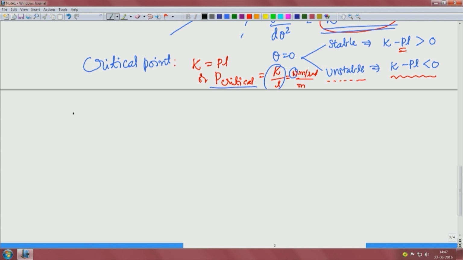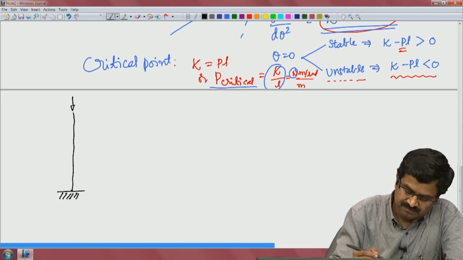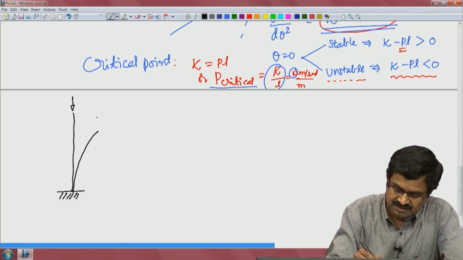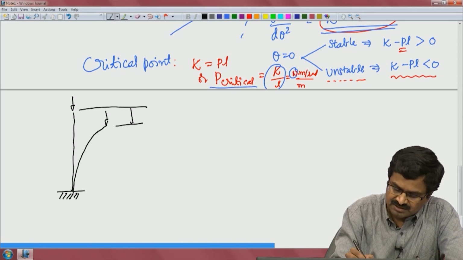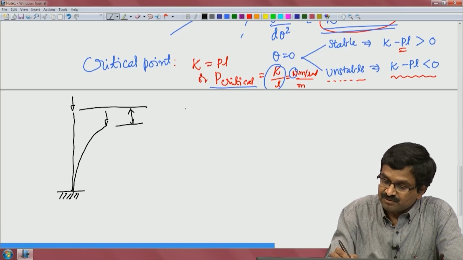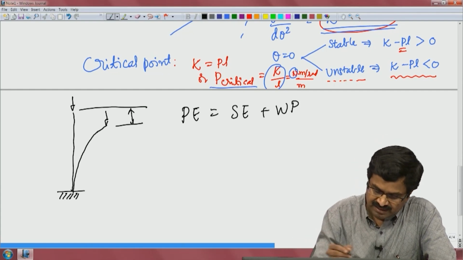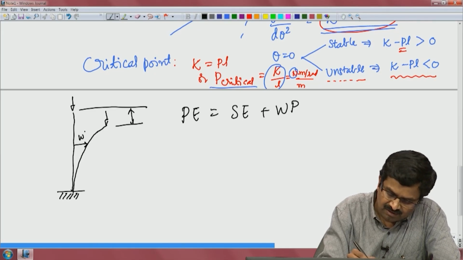See, if I have a column, I will not show 2 lines, I will just show it this way. There is a load on this. If it were to buckle, let us say it is fixed and free boundary conditions. So, it has moved down something like that. We want to know how much this is, because we need that to write the potential energy. We have strain energy plus work potential. For strain energy, we need to know the transverse displacement, I will call it W of x.